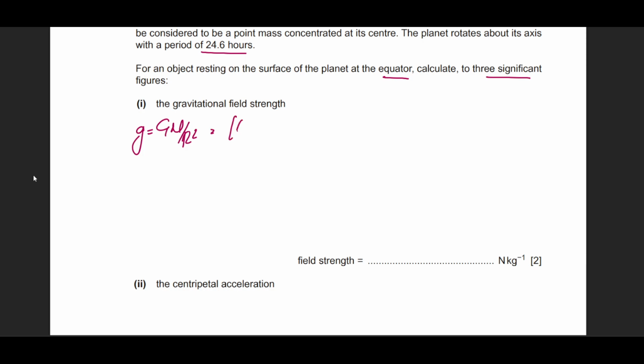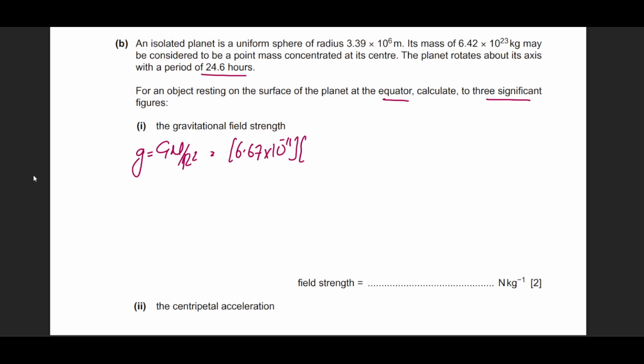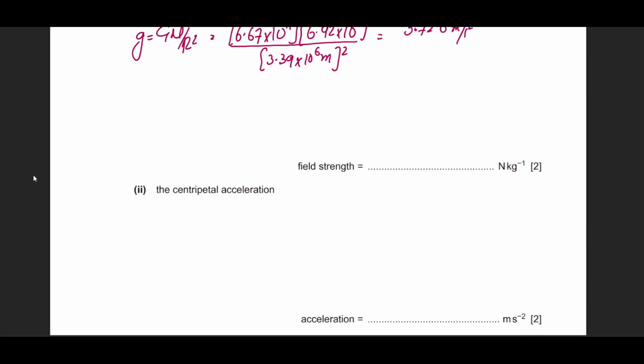So simply replace the values as 6.67 into 10 raised to the power minus 11 into the mass of the object, which is given to you as 6.4 to the power 23, and divide this with r square, which is 3.39 into 10 raised to the power 6 meters whole square. Don't forget to take the square. This will come out as 3.7 to 6 meters per second square. This looks like Mars. So this is going to be 3.73. He said 3 significant figures, so we have to oblige.